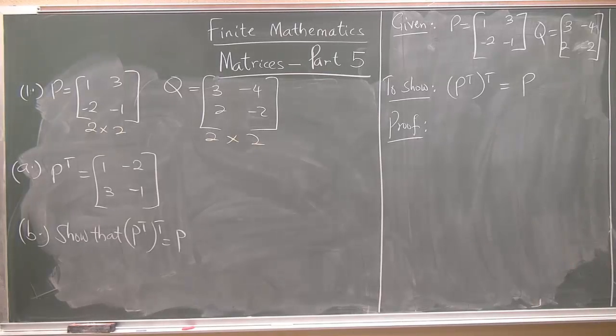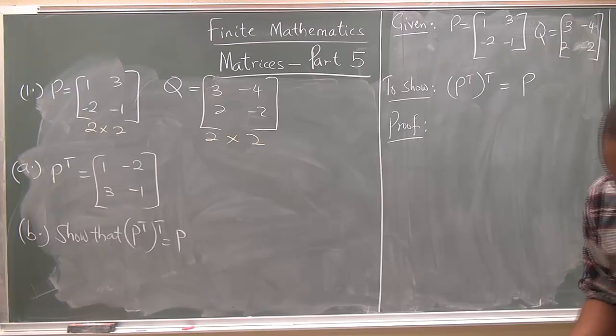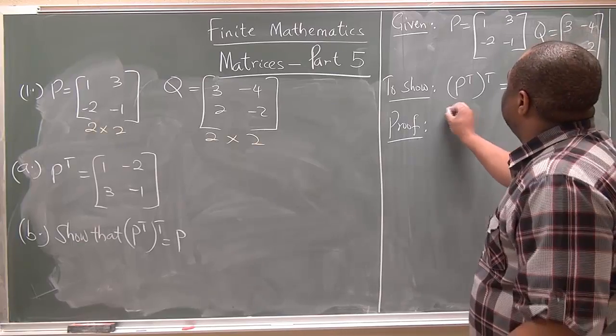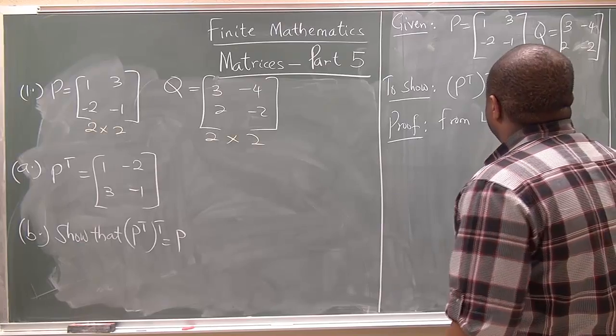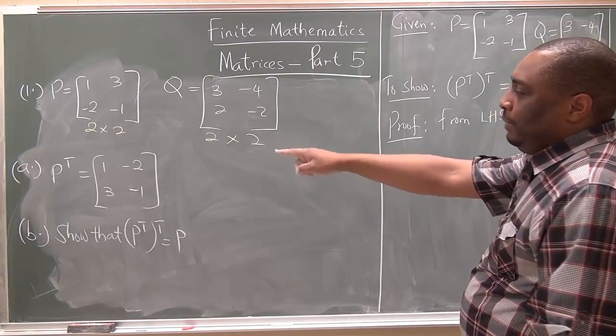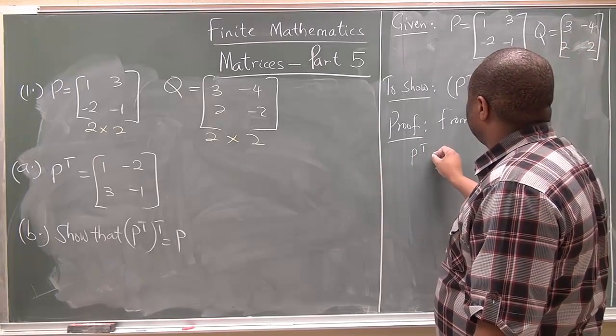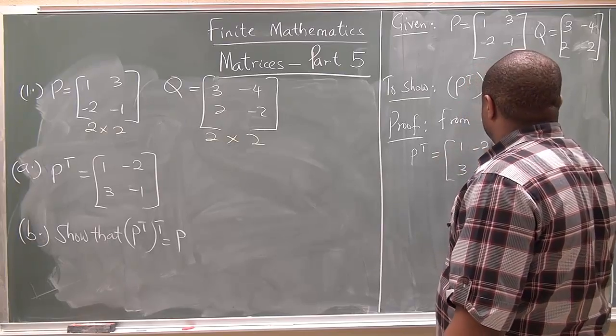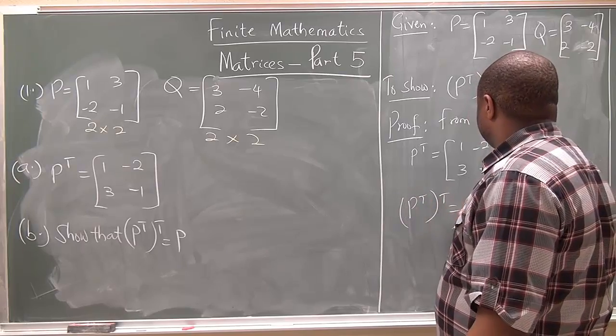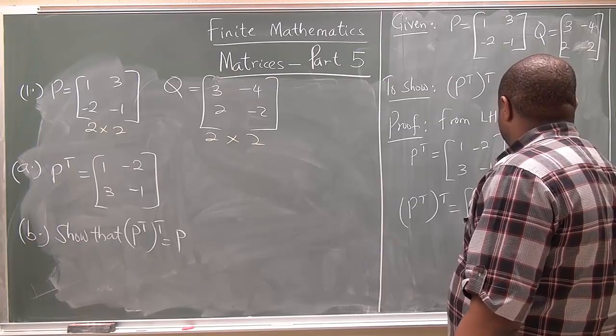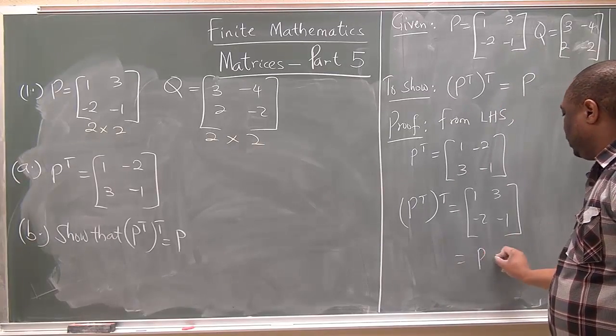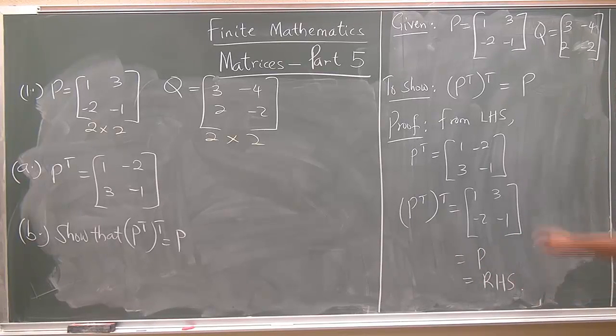So those are the steps. In this case, it's very straightforward. We have to start from the left and get to the right. From the left-hand side, we have the P transpose first, which is 1, 3, negative 2, negative 1. And then we now do the transpose of that transpose, and that will give us 1, 3, negative 2, negative 1. And this is equal to our P, which is our right-hand side. So we've proved it right away.